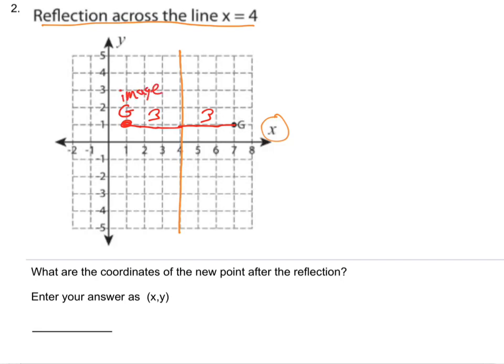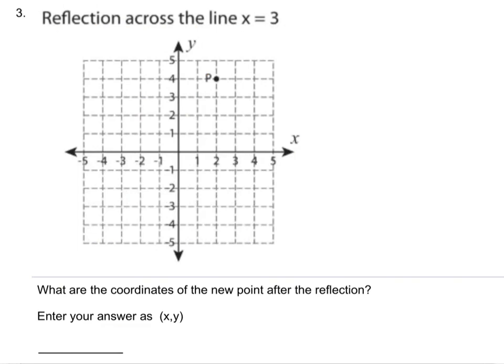What's the coordinates of that point? 1, 1. Easy enough, right? Straight at the reflection line, same distance to the other side. That's what reflections do. Okay, let's try this one. Reflect across the line x equals 3. So here's the line x equals 3.